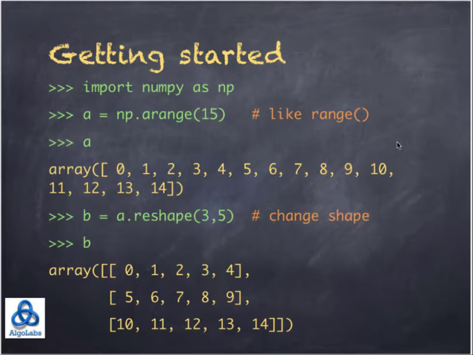Having got these 15 elements, we might want to convert it into a different shape. For example, into a rectangular array with 3 rows and 5 columns. Reshape allows us to do this. So by saying b is equal to a.reshape(3, 5), we take a 15 element sequence, a single dimensional array, and convert it into a 2-dimensional array with 3 rows and 5 columns.